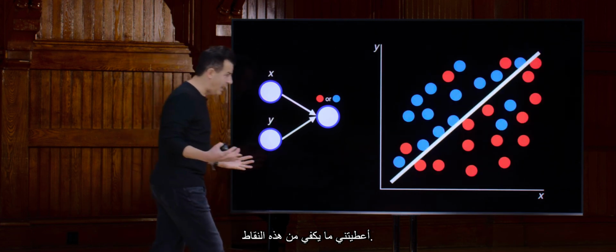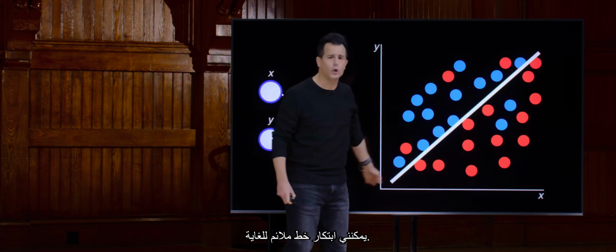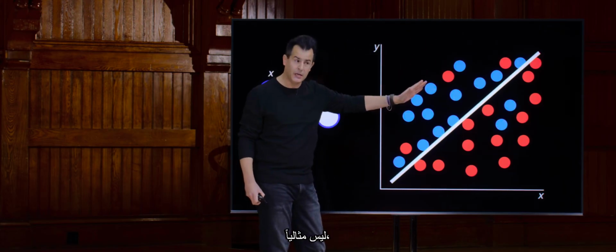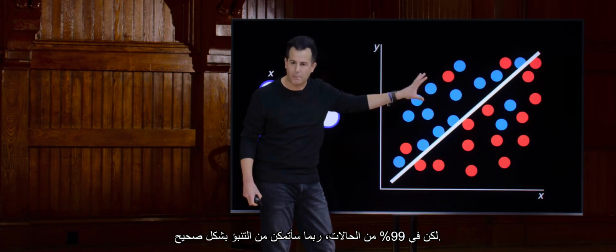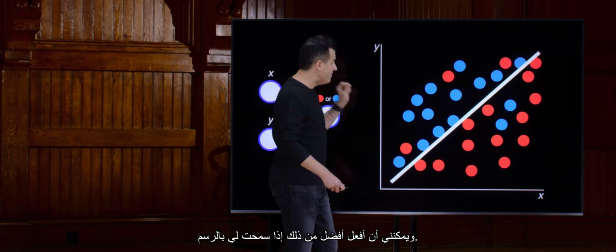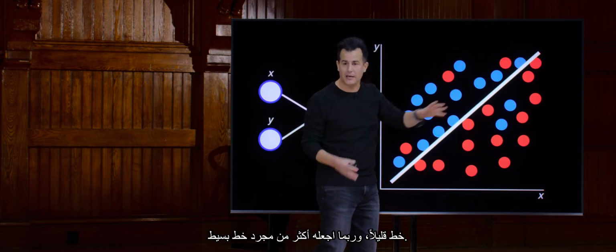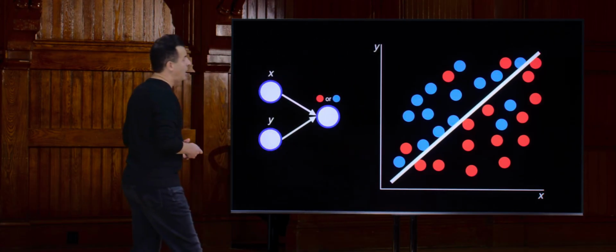You give me enough of these dots, I can come up with a pretty good best fit line. It's not perfect, but here's a hint at why AI is not perfect. But 99% of the time, maybe I'll be able to predict correctly. And I can do even better if you let me squiggle the line a little bit and maybe make it more than just a simple slope.